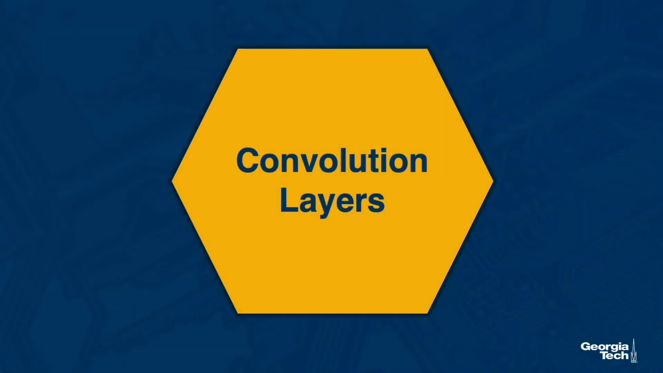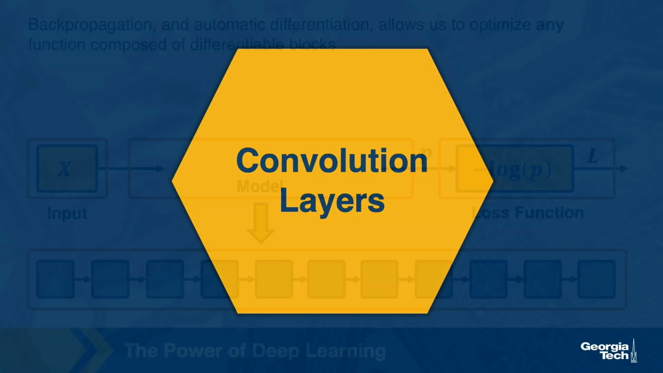In this lesson, we'll learn about a new type of layer called a convolution layer. Unlike a fully connected layer, convolution layers will not be fully connected to their inputs. And we'll see why this is important for various modalities such as images. We'll talk about what convolutions are and how we can easily implement them in deep neural networks.